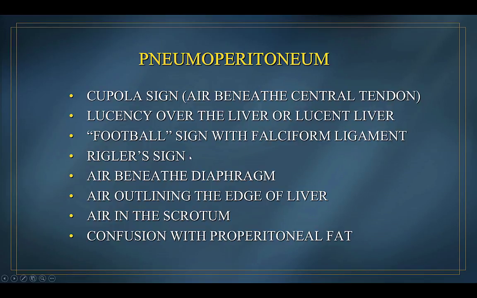Rigler's sign is visualization of the mucosal and serosal surface of a loop of bowel. So you're seeing the entire wall inside and out, and I'll show you examples of that. Air beneath the diaphragm, more laterally. Air outlining the inferior edge of the liver. Air in the scrotum, and I'll show you examples of that. And then I'm going to briefly talk about avoiding confusion of a pneumoperitoneum with the normal retroperitoneal fat.